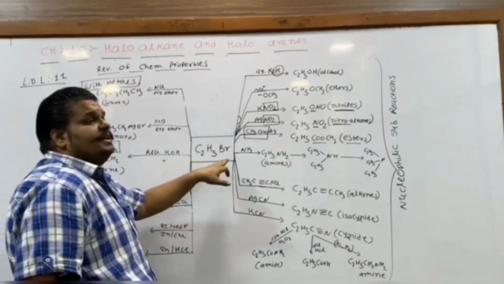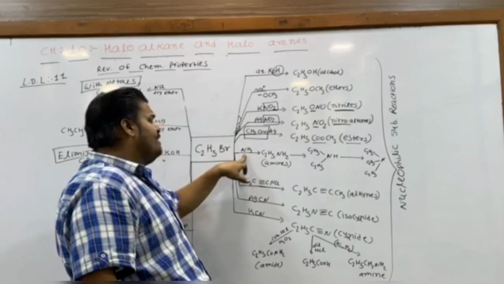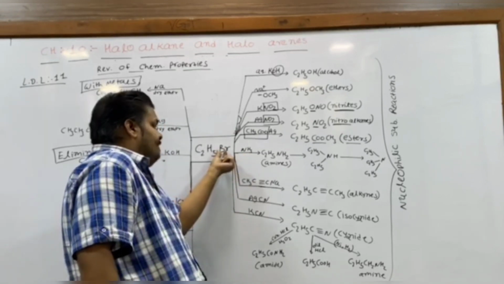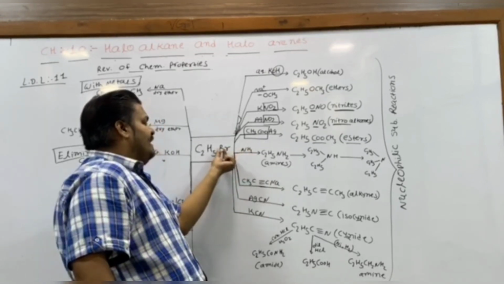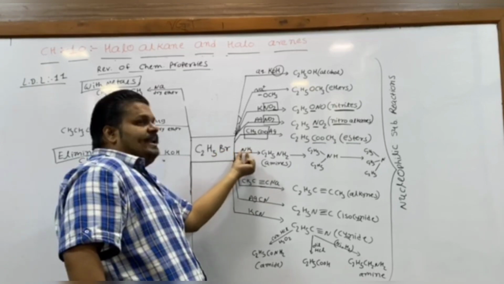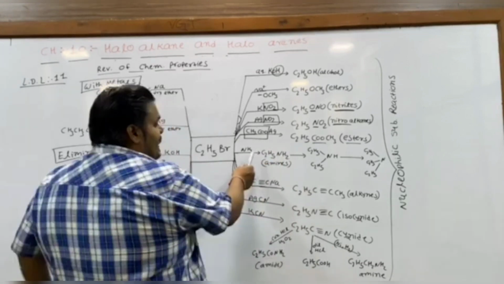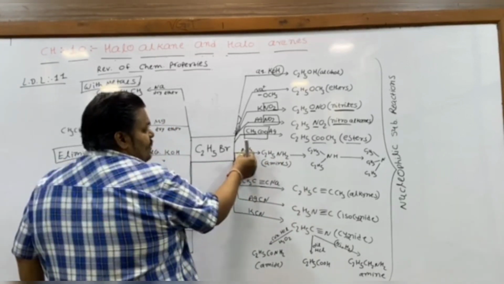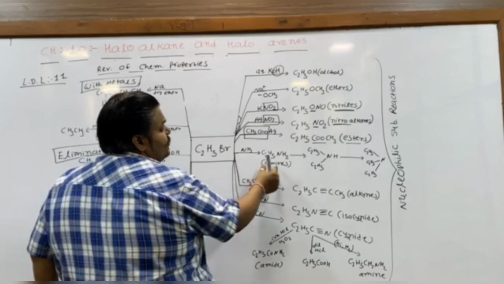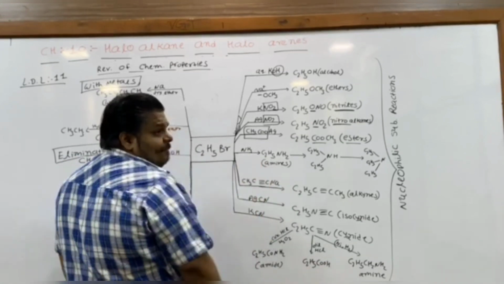The next reaction is with amine. When ammonia reacts with bromide, by the removal of H and Br, HBr, the remaining NH2 combines with the ethyl group to produce amine, C2H5NH2. One H and Br release, NH2 remains, combining with the C2H5 to produce amine. This is called a primary amine.